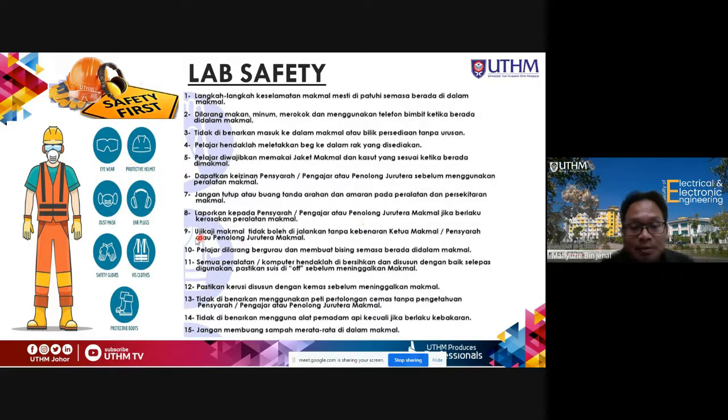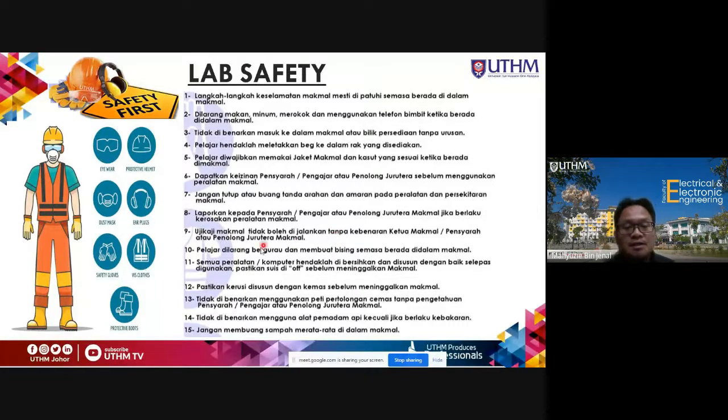Okay, and then number nine, without permission of the lecturer in charge, you cannot run the experiment. This is well practiced in our lab. Each time you have set up your experimental circuit, for example, you must call your lecturer or even the technician before you can switch it on, or run the circuit.